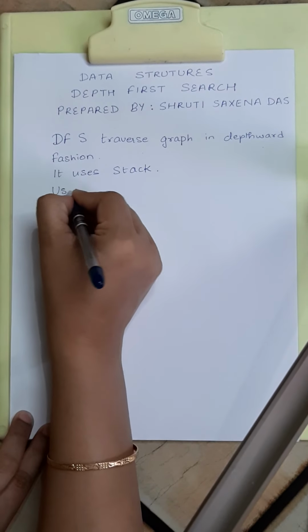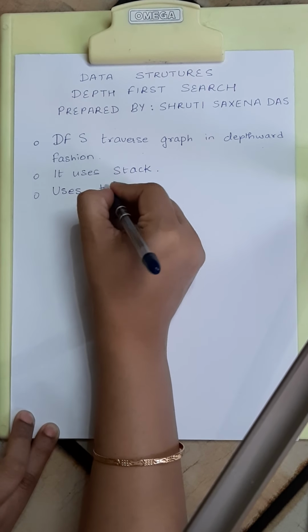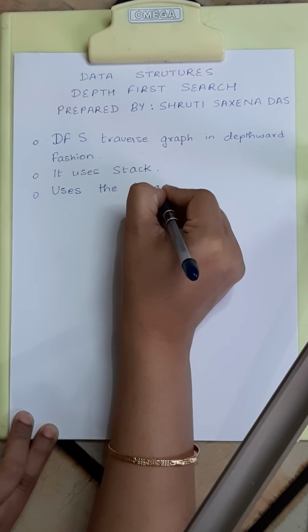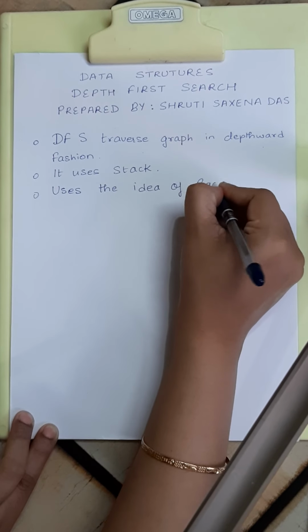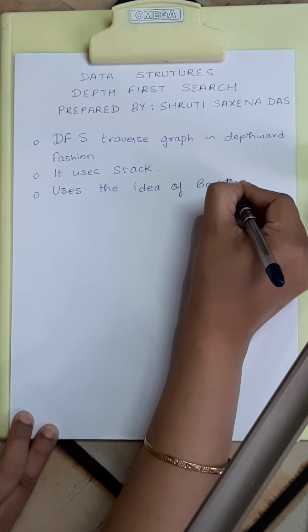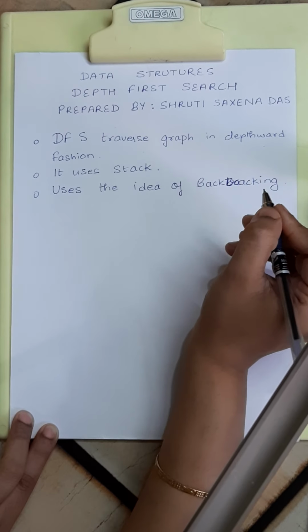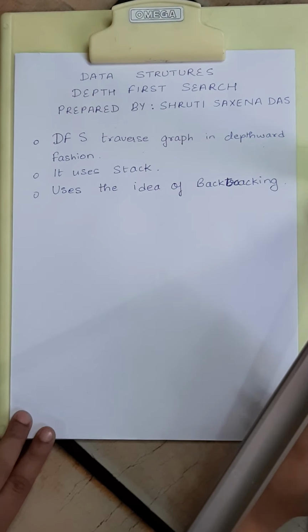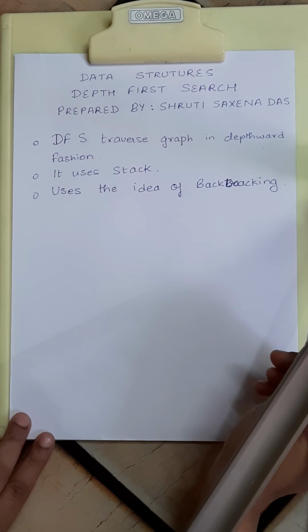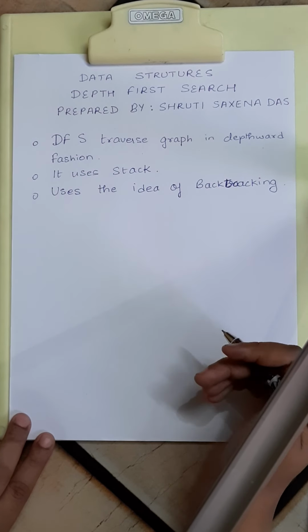Now this algorithm uses the idea of backtracking. Now what does it mean? Backtracking means that when you are moving forward and there are no more nodes along the current path, then you can move backward on the same path to find the nodes for traversing.